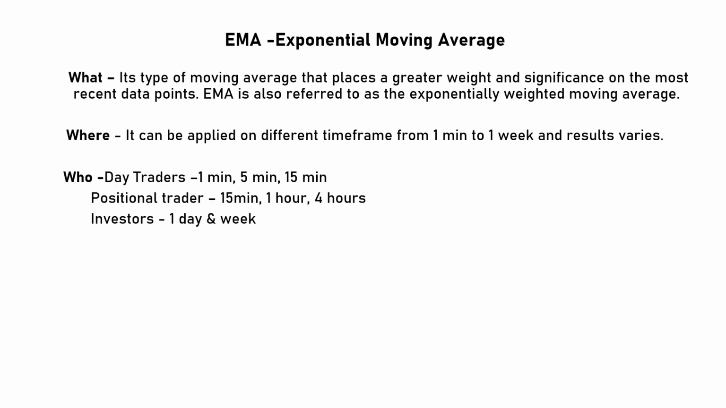EMA, exponential moving average. It's a type of moving average which places greater importance on the latest data and less importance on the initial data. Where can this be applied? This strategy can be applied to different time frames, right from 1 minute, 5 minutes up to 1 week, and results vary.